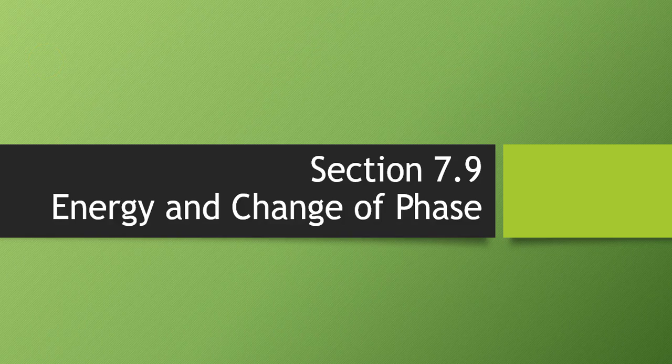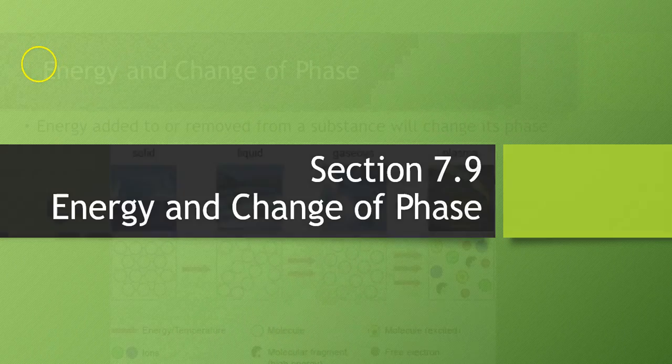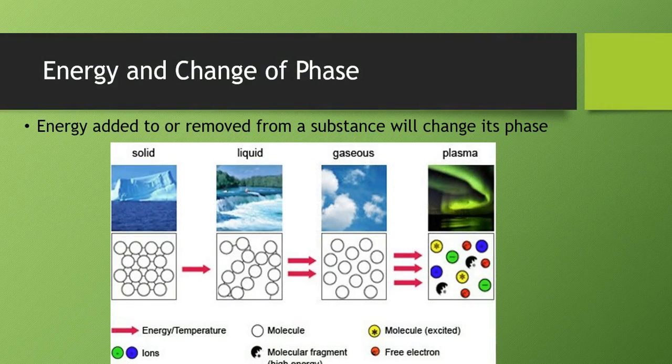Section 7.9, Energy and Change of Phase. So you know that adding or removing energy from a substance will change the phase of that substance. So if we have a solid, then as you add energy to that solid, these bonds will start to break apart and they'll become a liquid.